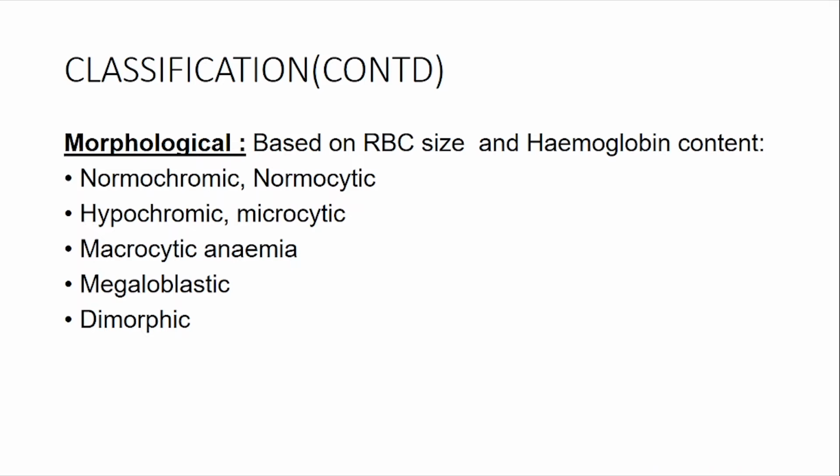Also, it can be classified based on the morphology, and this is based on the red blood cell size and the hemoglobin content of the red blood cell. And under this, it can be described as normochromic, normocytic, hypochromic, microcytic, macrocytic anemia, megaloblastic anemia, and dimorphic anemia.